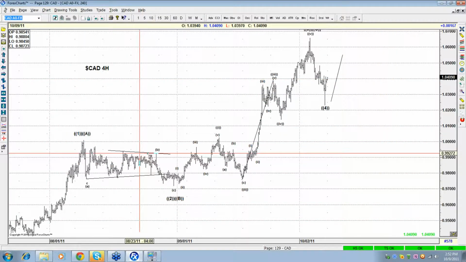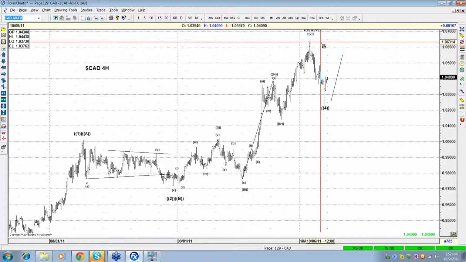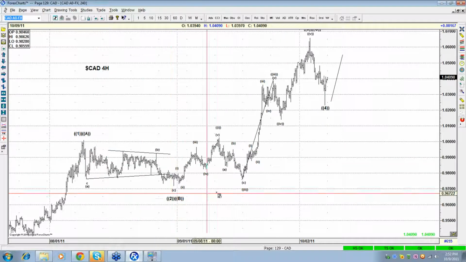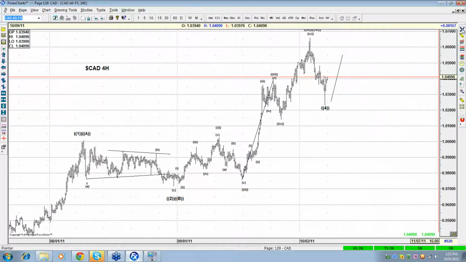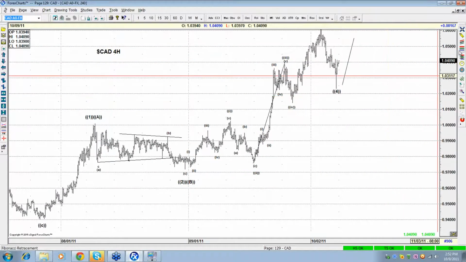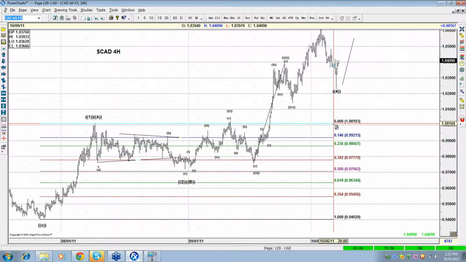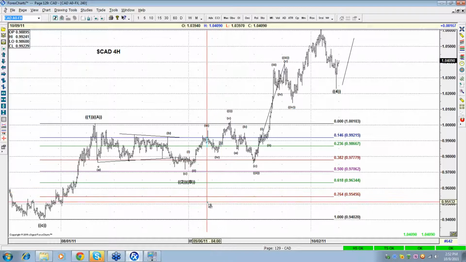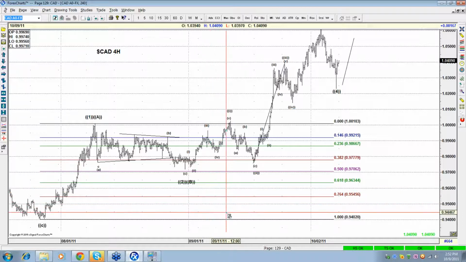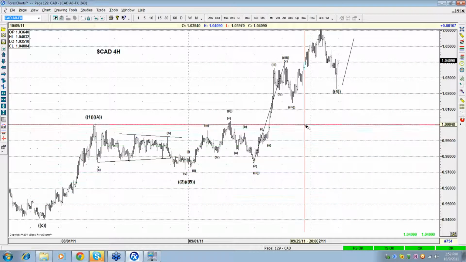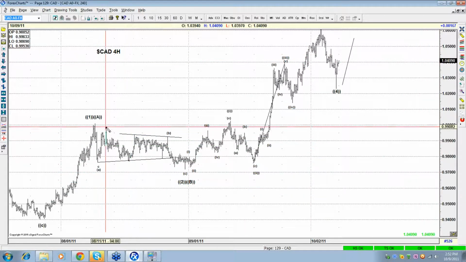So you're saying A, B, and C as a flat. Yeah, but wave 2 wasn't deep enough. Not even 61%. For me, a flat needs to get to at least a 76.4. Look, not even the 50% retracement. A flat, in my book, needs to go here.